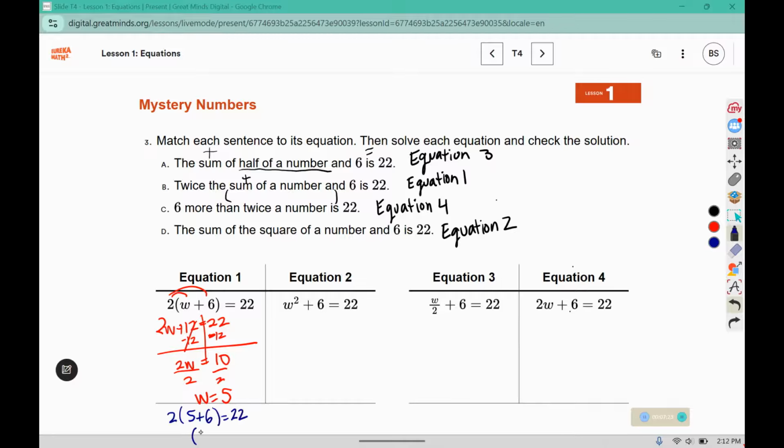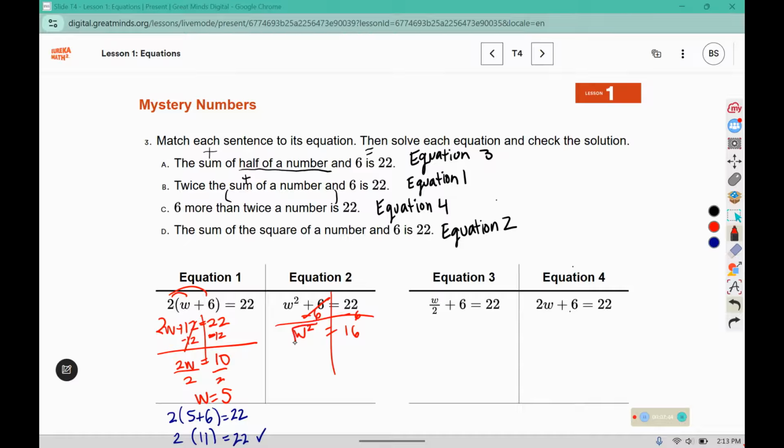Five plus 6 is 11. 2 times 11 is 22. Here, subtract 6. 22 minus 6 would be 16.